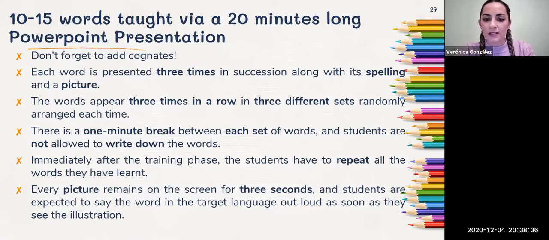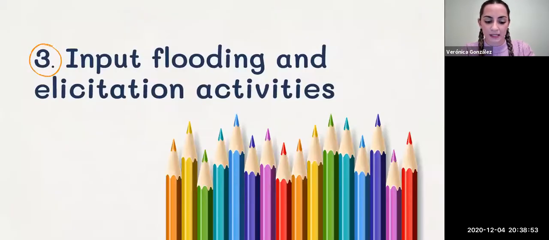Immediately after the training phase, the students have to repeat all the words they've learned, and the picture will remain on the screen for 3 seconds. Students are expected to say the word in the target language out loud as soon as they see the illustration. Obviously, you can do it in class and just get students to say the word as fast as they can.